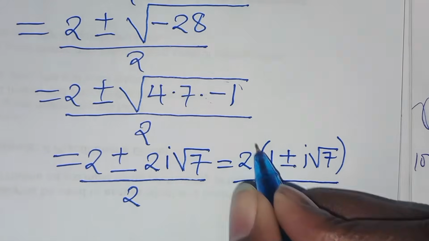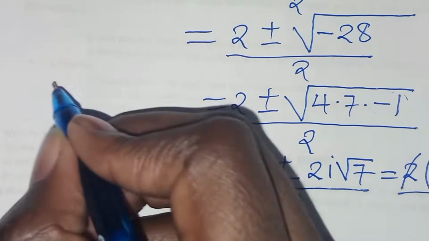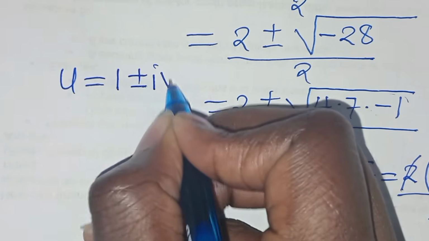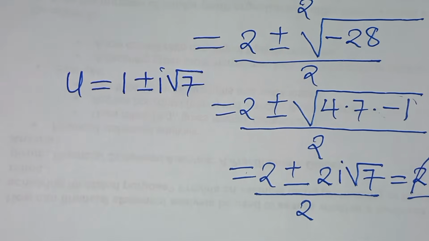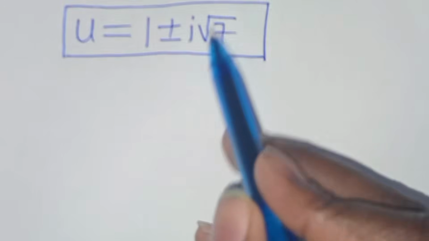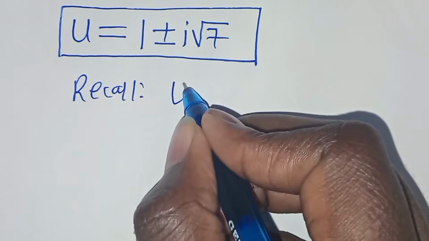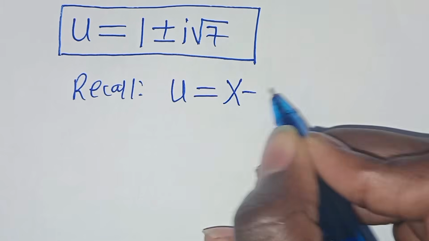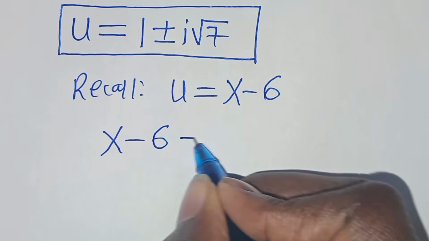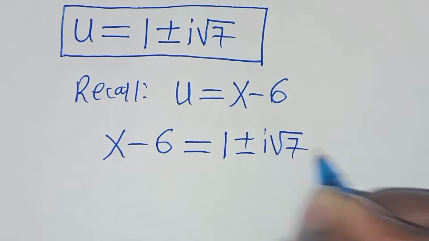So let's simplify 2 and 2 here, so that now here we have u equal to 1 plus or minus i square root of 7. Now we have u is equal to 1 plus or minus i square root of 7. So if you recall, we have that u is equal to x minus 6. So this implies that x minus 6 is equal to 1 plus or minus i square root of 7.